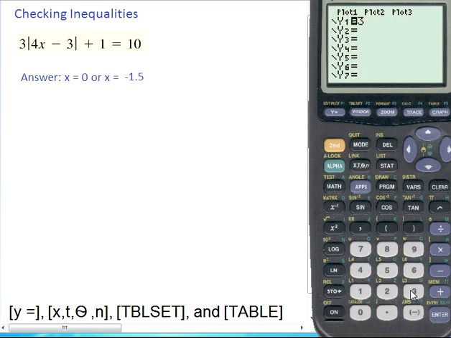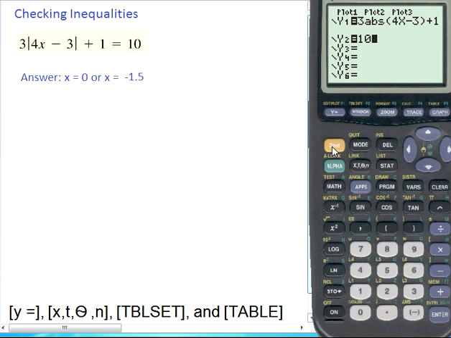We start with 3, and we want the absolute value of 4x minus 3, and this is where it's found. It's found under the math key. You have to move to the right to num, and the very first thing is absolute value. So hit enter, and you want to have the absolute value of 4x minus 3, and then we'll close the parentheses there, plus 1. So that's 3 times the absolute value of 4x minus 3 plus 1. And then the y2, we'll move down, is equal to 10.